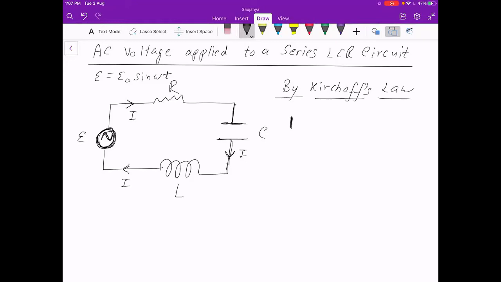So first, let's write down Kirchhoff's law. Potential drop across the inductor, L di by dt, I being the current, plus potential drop across the resistor, IR, and potential drop across the capacitor, Q by C, is equal to epsilon. That is the potential gain. So potential drop across the battery is equal to potential drop across all other elements. That is a very simple equation.